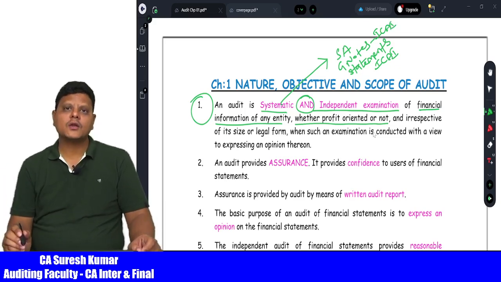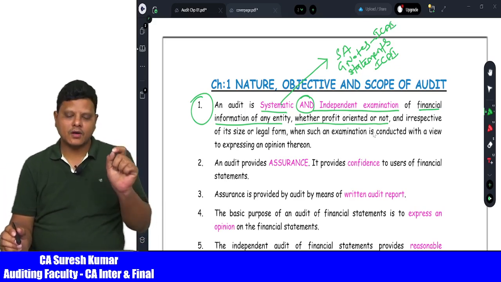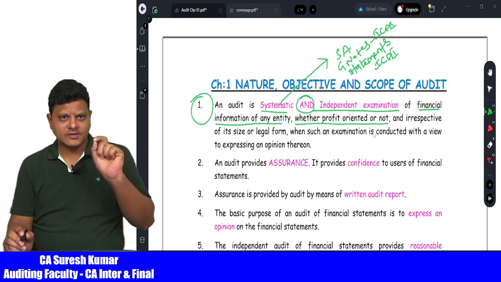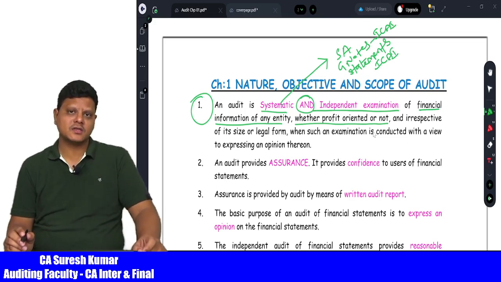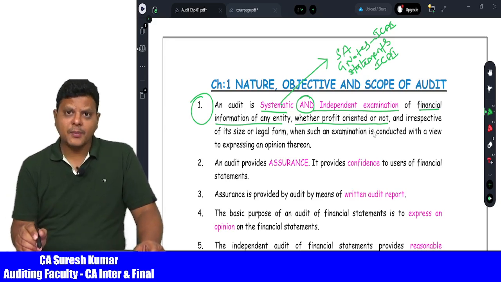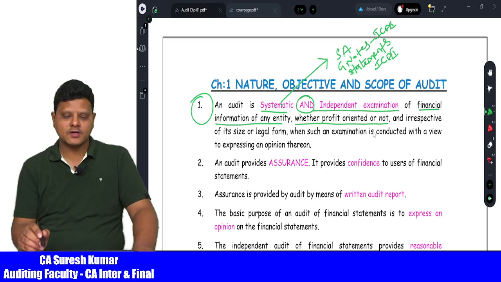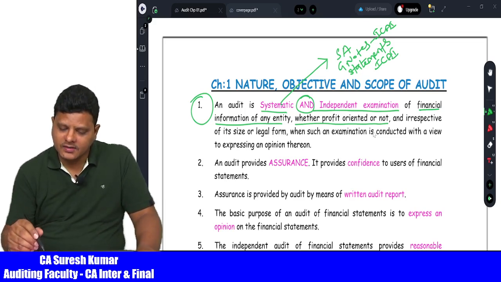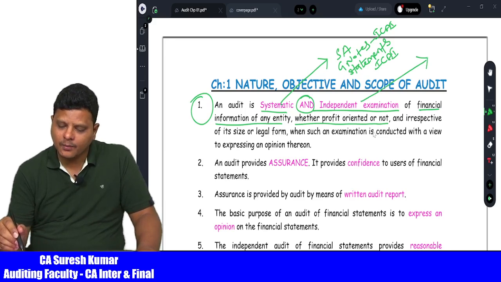Now, when the auditor uses the standards on auditing, the guidance notes given by the institute, and the statements given by the institute, then we call it systematic. Then independent examination of financial information. Now this independent concept says without depending upon the management.